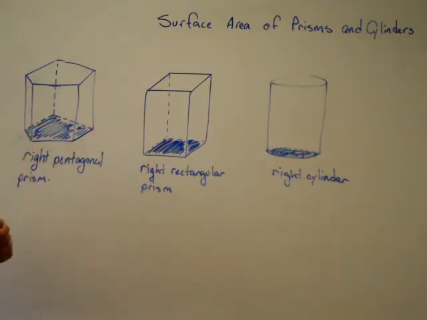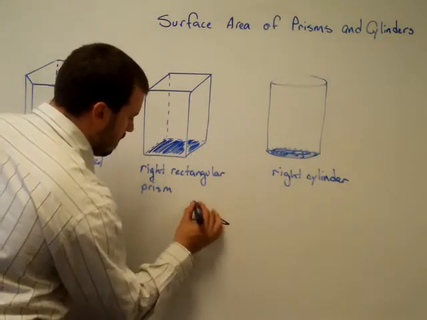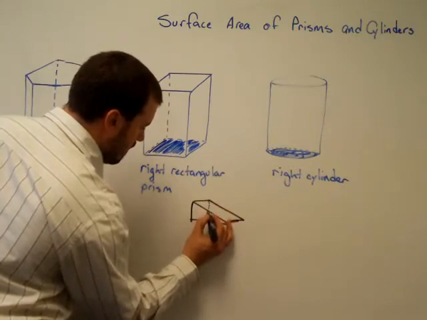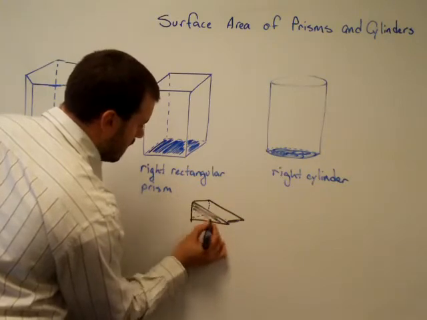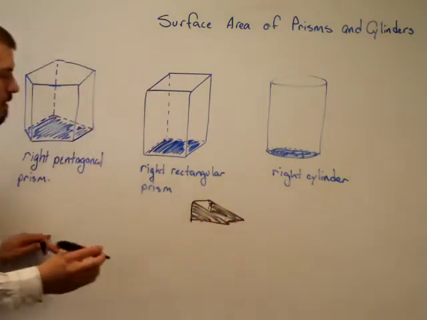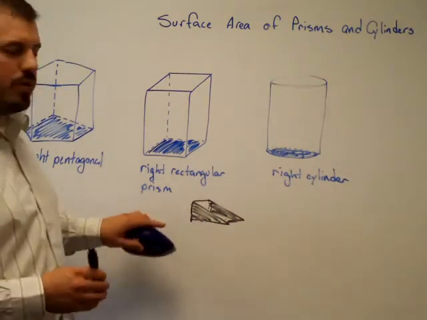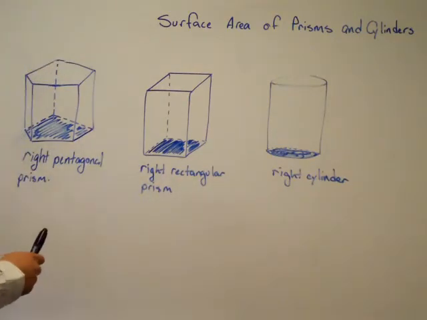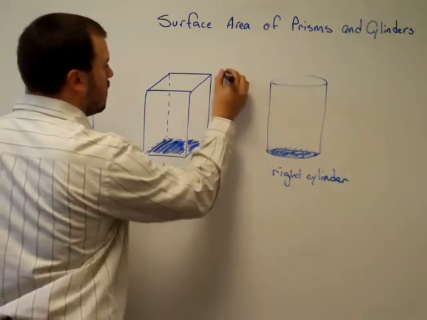For example, if you think of a doorstop, it might look something like this. In which case the parallel and congruent bases would be on the left and right. So a wedge of cheese or a doorstop, something like that, is also a prism where the parallel and congruent parts are called the bases. Other terms you need to know are the height of the prism. The height of the prism is how tall it is.